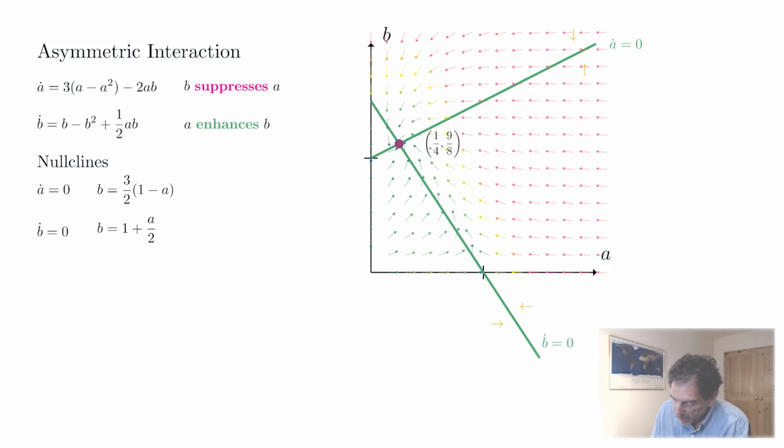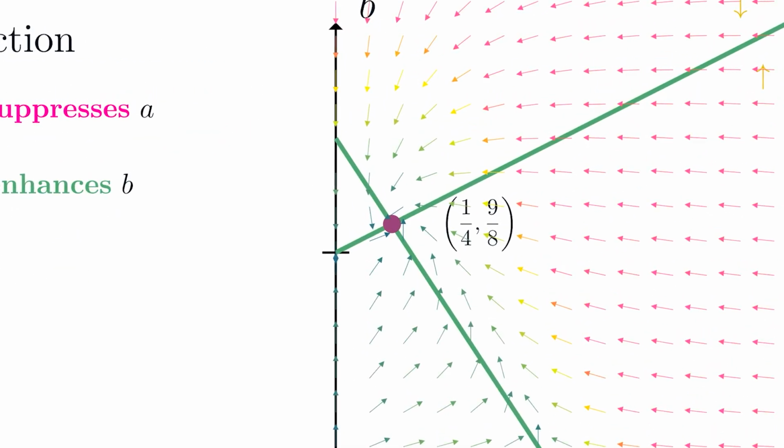So in fact, the flow looks something like this. And as we're going to see in a moment, this is actually a stable spiral. So this is a stable fixed point at 1/4, 9/8. So the effect of this asymmetric interaction is to reduce the density of A because B suppresses A, but enhance the density of B, but it's still in a stable part of the state space.